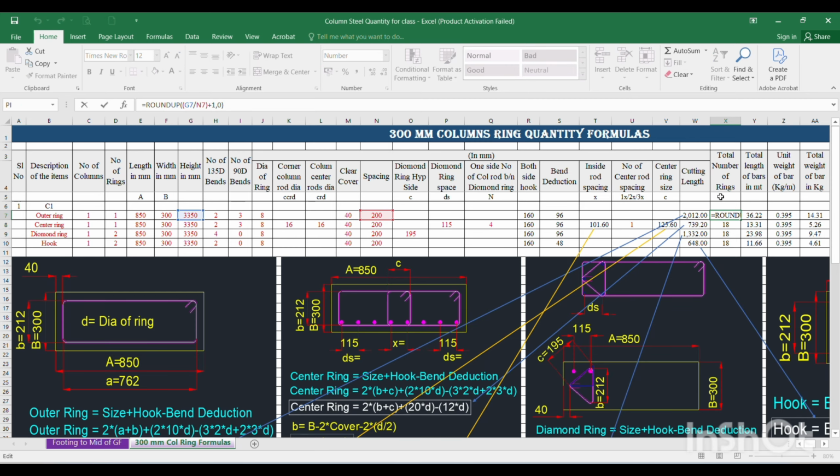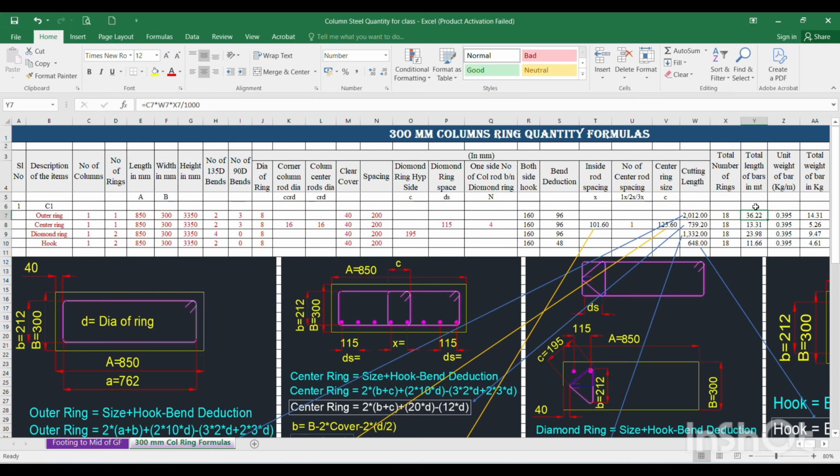Then the number of rings is equal to the height of the column divided by spacing plus 1. This is how the number of rings will calculate. So whatever height we are putting for the column, that height divided by spacing plus 1 will give the number of column rings. If any fractions come over here, then we have to put this round off formula. When we put this round off formula, the total number of ring sets will come.